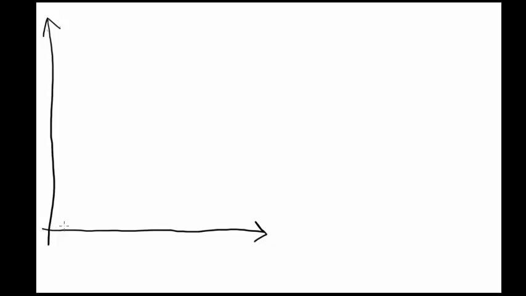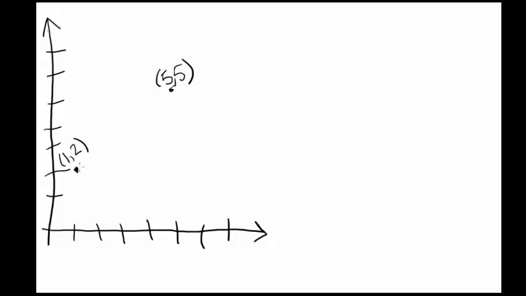Let's look at the distance between points, say, 1, 2, and then say the point 5, 5. It's about there. So we're looking for this distance here. So that's our question. What is our distance D between 1, 2, and 5, 5? So let's think about what we do know.